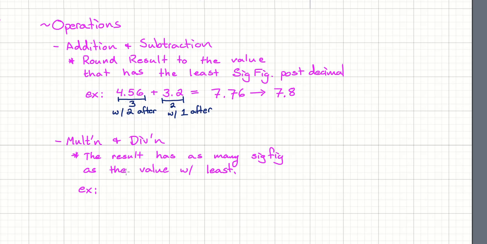We want to multiply 2 numbers. 4.56 times, and I would advise nobody ever use x for multiplying here. I'm going to use parentheses or the dot for multiplying. Let's do 4.56 times, I don't know, 1.4.